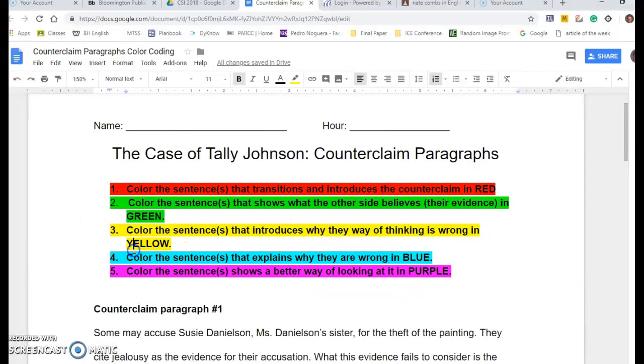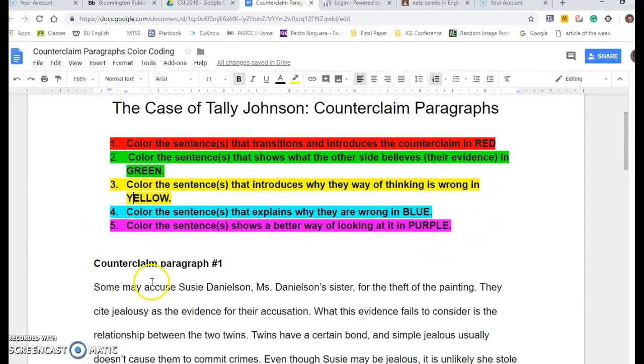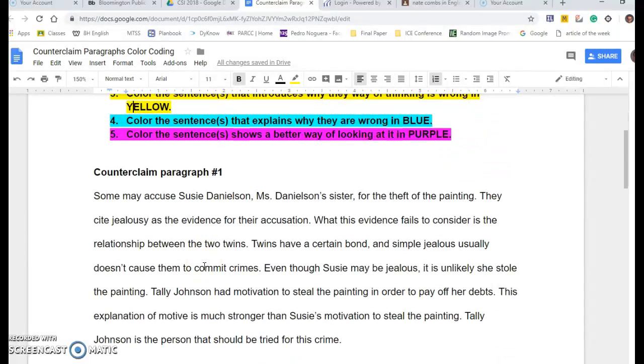Now, this is going to be true for pretty much any counterclaim paragraph that you write, regardless of whether you're writing a letter to a district attorney or whether you're writing a research paper. We'll talk about the research paper later on, but let's go ahead and take a look at this first counterclaim paragraph for our example essay.